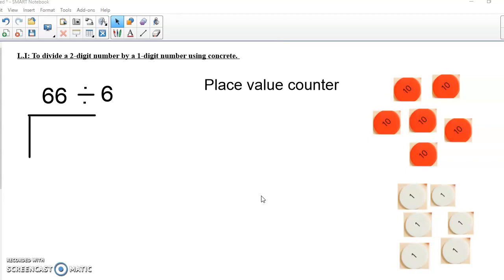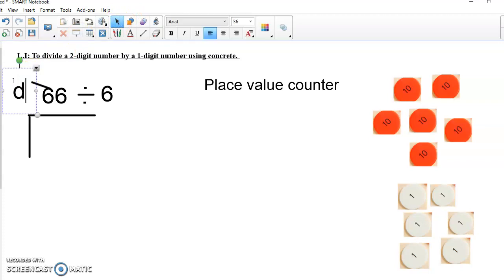So I have 66 divided by 6. So remember, 66 is your dividend. So this is your dividend. I'm just going to write your dividend here so you know that this is the quantity you are dividing. This is your dividend.